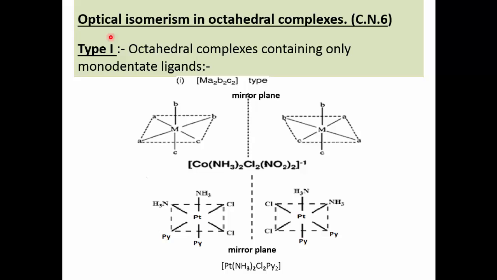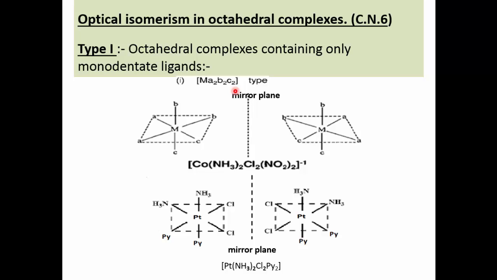Let's see optical isomerism in octahedral complexes. That means 6 ligands are attached to the metal ion, and hence the coordination number of the metal ion is 6. In this case, type number 1, octahedral complexes containing only monodentate ligands. The ligand which donates only one lone pair of electrons to the central metal ion is called a monodentate ligand.